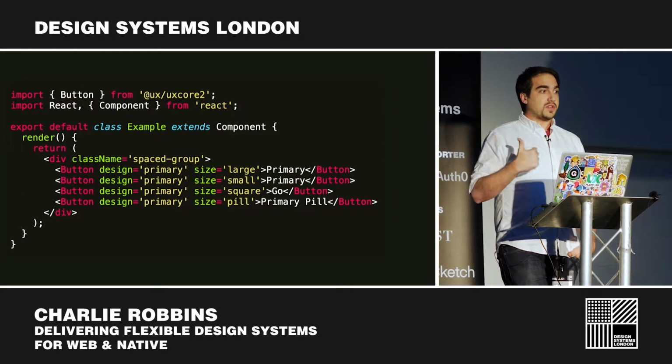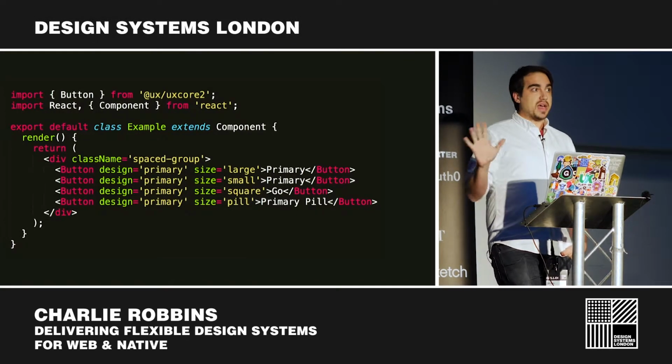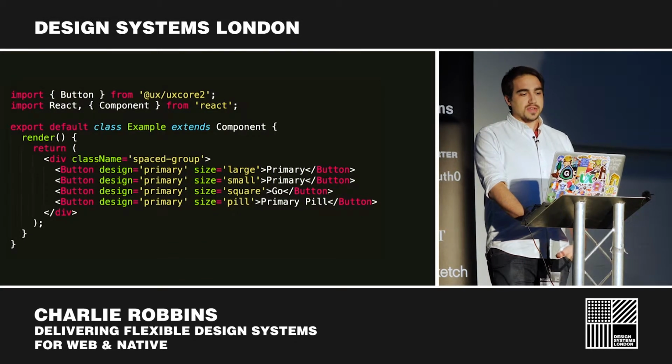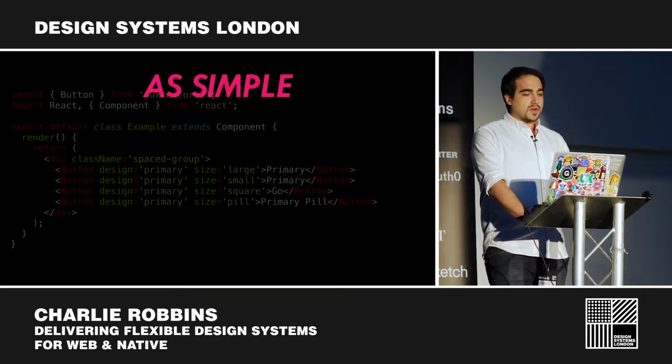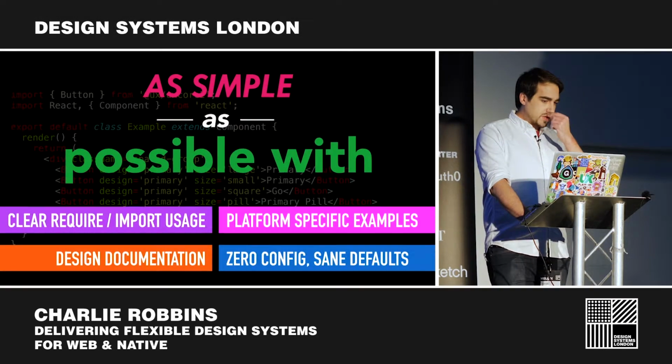This is copy-paste code. You can put it in your production app. It will work, period. That's my litmus test for what a good example is. You copy it, you put it in your app, you didn't change anything, it works. And you can do a lot of those things with a little bit of Webpack magic, Webpack aliasing. So I like to think of it as simple as possible with the following set of features.